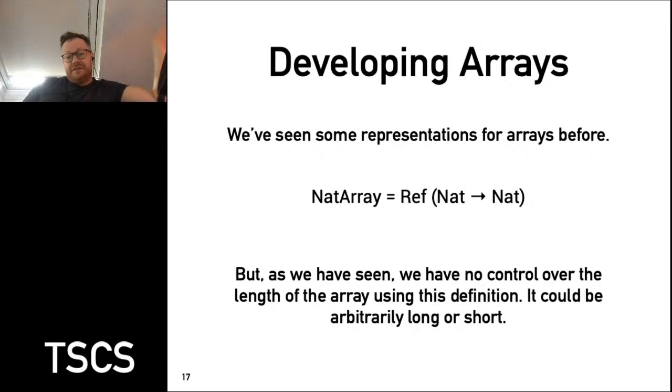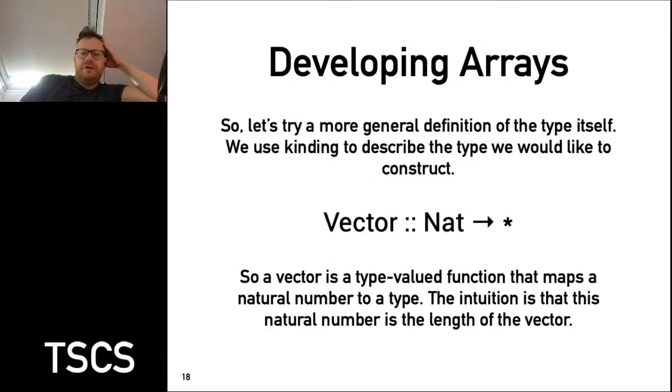And as in C, we have the same problem that we have no control over the length of the array using this definition. It could be any arbitrary length. It could be long, it could be short, it could be 3, it could be 3000. We wouldn't know. We will try now with a more general definition of the type itself. And not to confuse things, we now call this a vector.